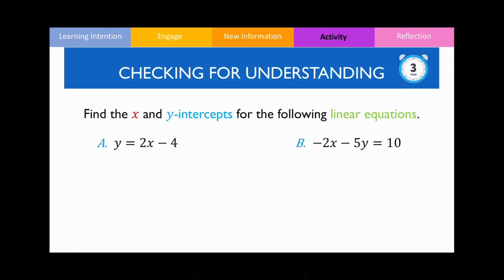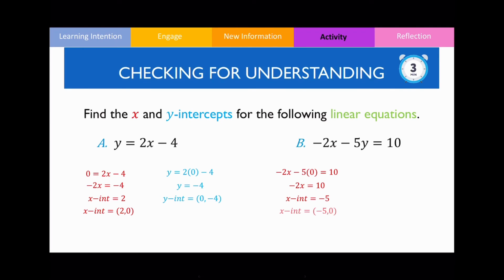What I want you to do right now is find the x and y intercepts for the following linear equations. So give yourself 3 minutes to answer part A and B, and then compare your answers with my answers. If you have done this successfully, then for the first part, your x-intercept should be equal to 2. So make sure that you've written this in coordinate form, okay? So it would be (2, 0). And the y-intercept in this case is going to equal negative 4. For part B, your x-intercept should be equal to negative 5, and your y-intercept should be equal to negative 2.